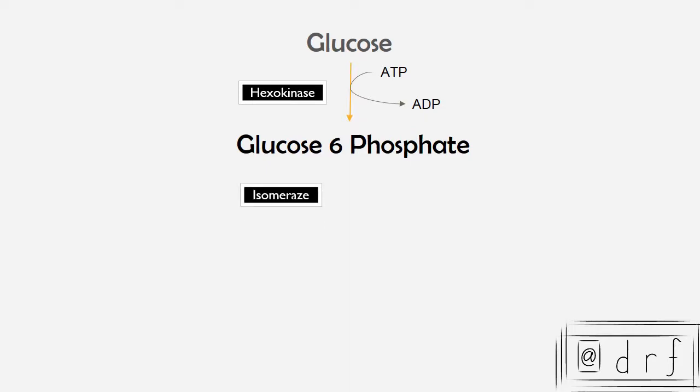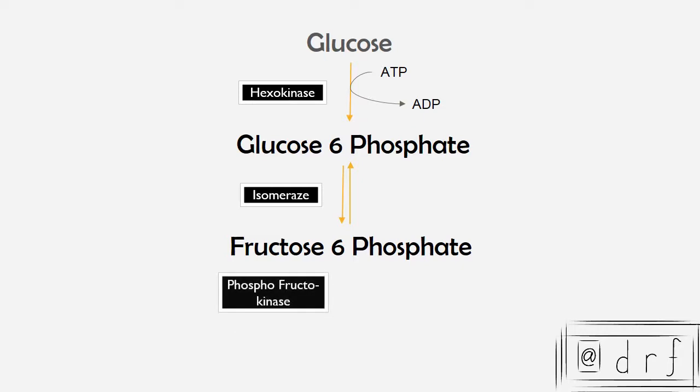Now, this glucose 6-phosphate in the presence of the isomerase enzyme is converted into fructose 6-phosphate. Glucose was an aldehyde, fructose is a ketone. Now, fructose 6-phosphate in the presence of the phosphofructokinase enzyme would be converted into another molecule. But let's see what the function of phosphofructokinase is.